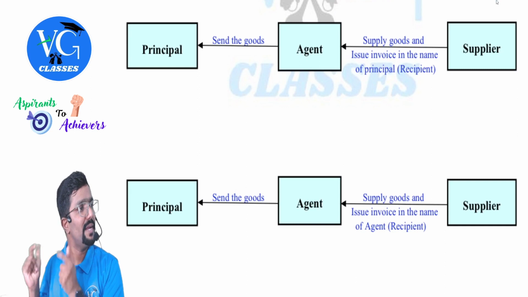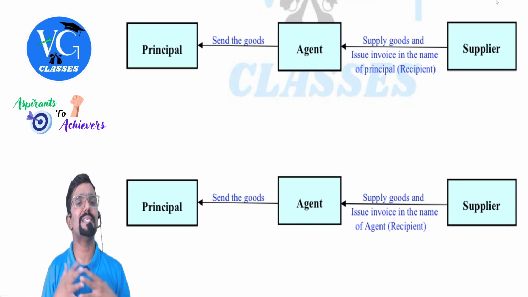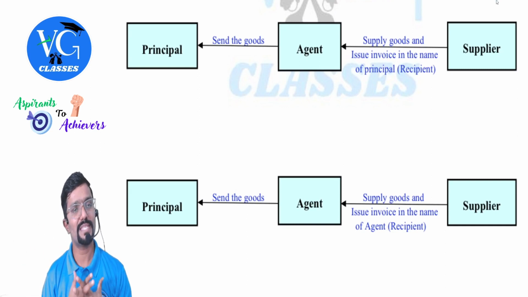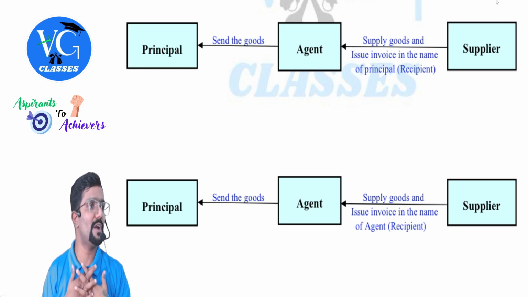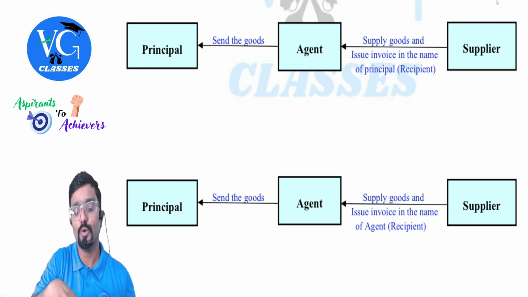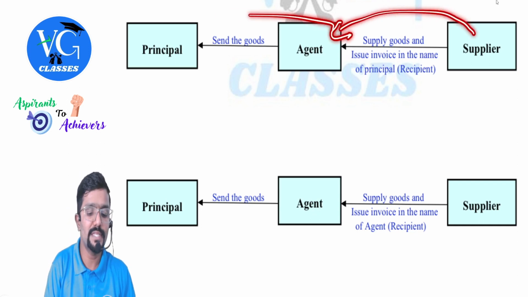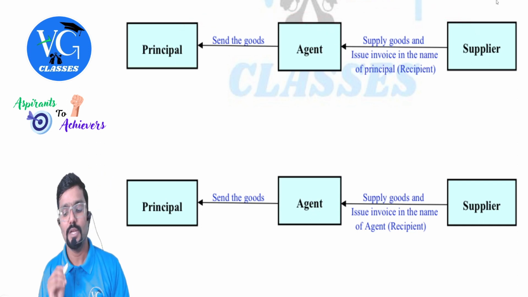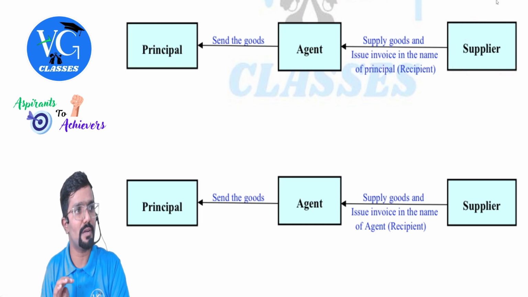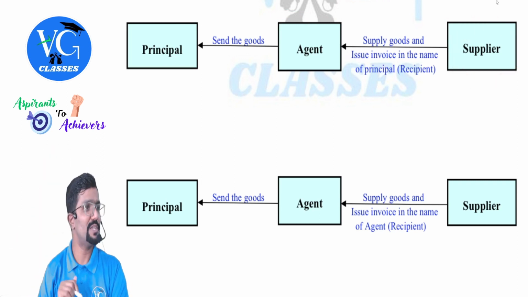Who is actually supplying it? The supplier. But the principal doesn't have direct contact with him, so he has appointed an agent to purchase goods on his behalf. So what will the agent do? Buy the goods from the supplier and then send them to the principal. Now when the supplier sent the goods, check who is the recipient as per the invoice.